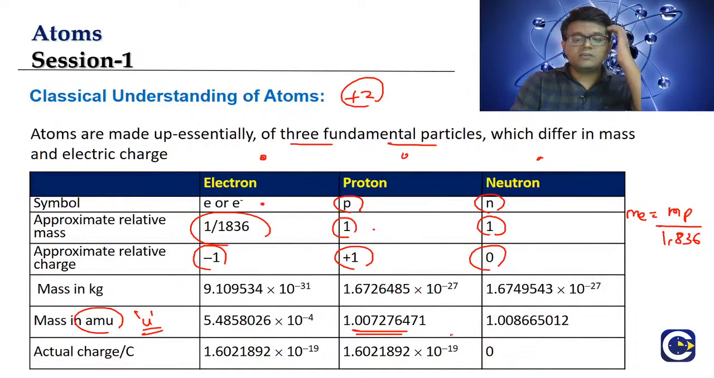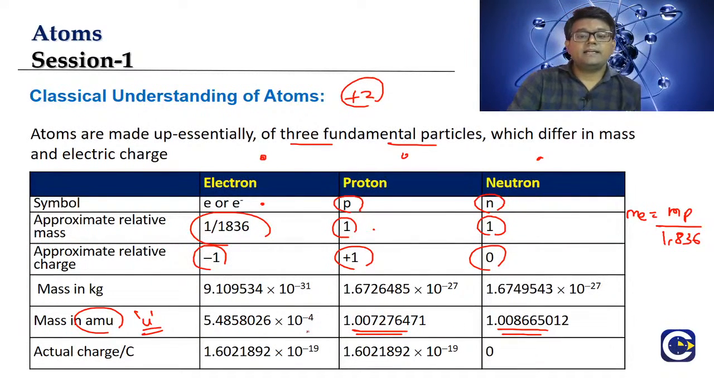1.007276471. I mean, we don't need to remember up to that many decimal places. But look at the neutron. That's almost the same but slightly higher. So for all practical purposes, we can take the mass of the neutron to be equal to the mass of the proton, but it will be slightly higher.